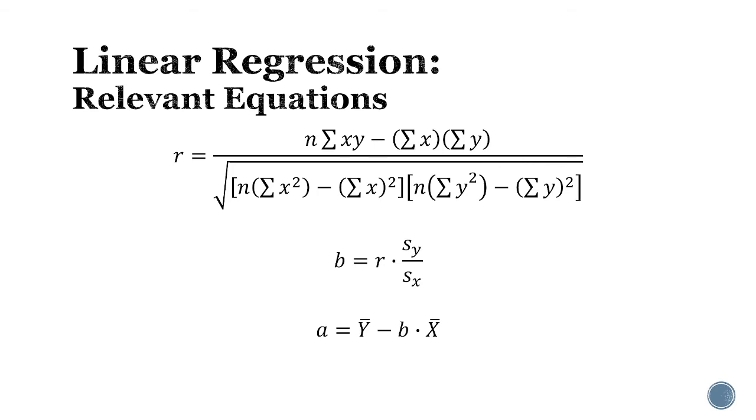We have here our Pearson product moment correlation, and we have here the equation for our slope, wherein our slope is just the R, or our Pearson R correlation, multiplied to the quotient of the standard deviation of y over the standard deviation of x. And para naman dun sa ating y-intercept, our y-intercept will simply be the mean of y minus the product of our slope and the mean of x.